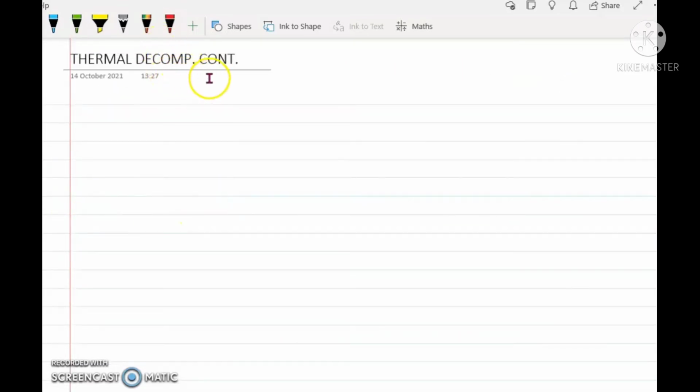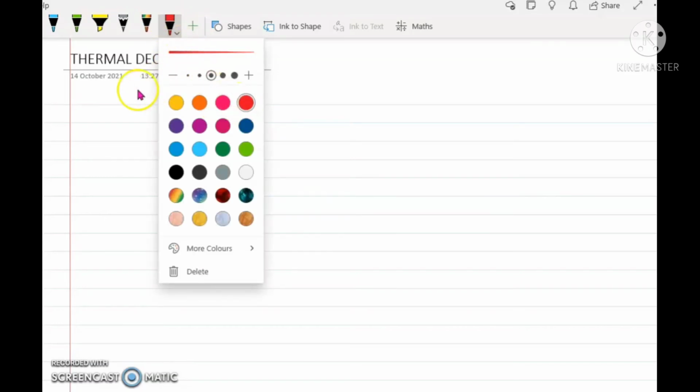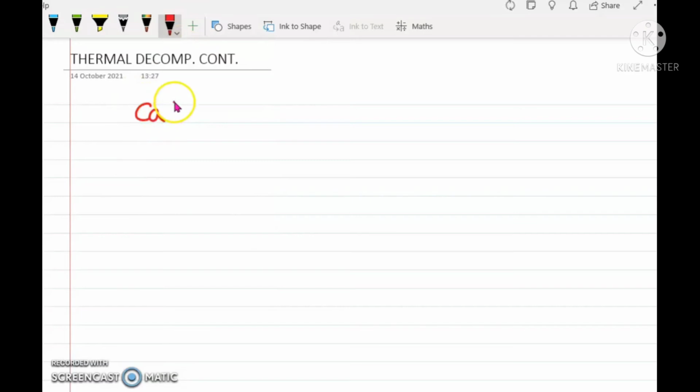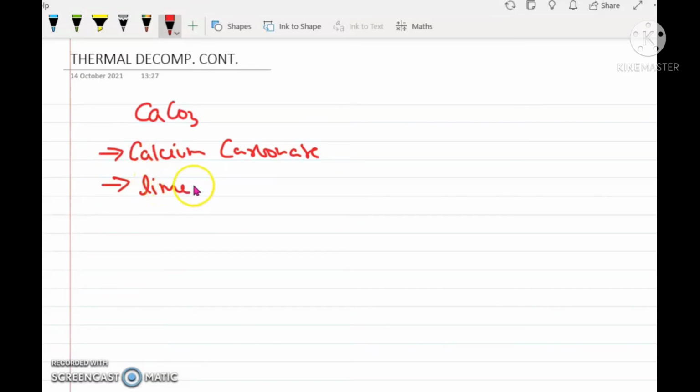Now the next example can be seen in the thermal decomposition of calcium carbonate. So what is calcium carbonate? Please keep it in mind always that calcium carbonate is CaCO3, and you can be asked this question in the form of limestone getting heated, because limestone also has a similar formula as calcium carbonate. They can also ask you that marble is being heated, and in that case marble also points towards calcium carbonate.